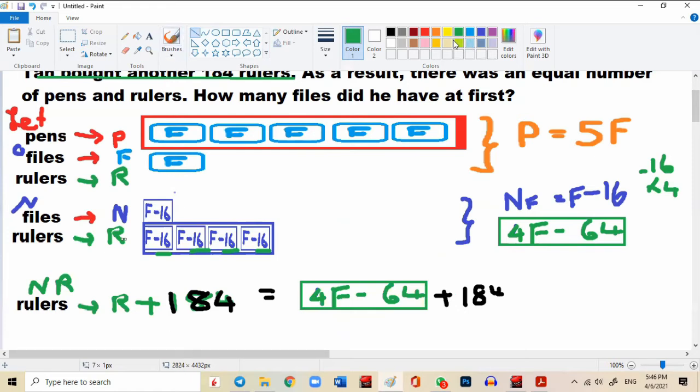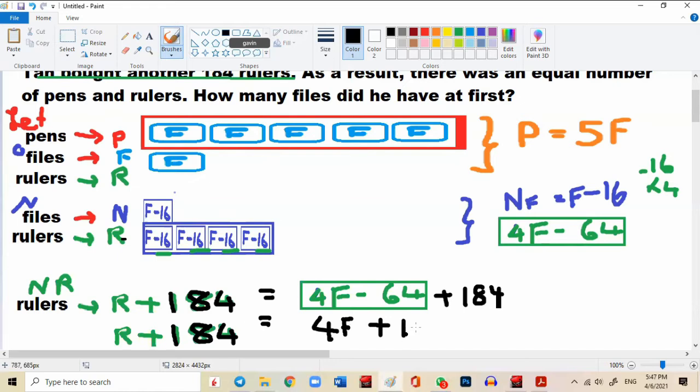I just simplify first. So R plus 184. I just simplify R plus 184 will be equal to what? Equal to what? Simplify this. 4F minus 64 plus 184 is what? Will be plus 120. Can you understand this? Because you minus 64, you plus 184 is 120. Do you understand this step?